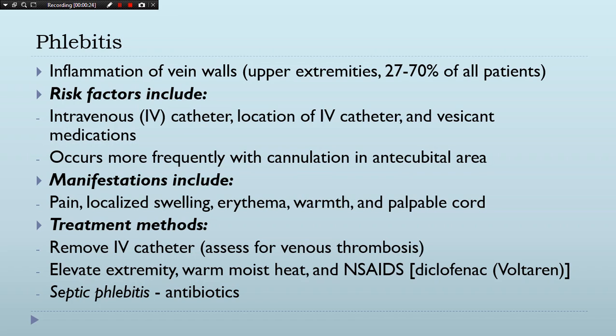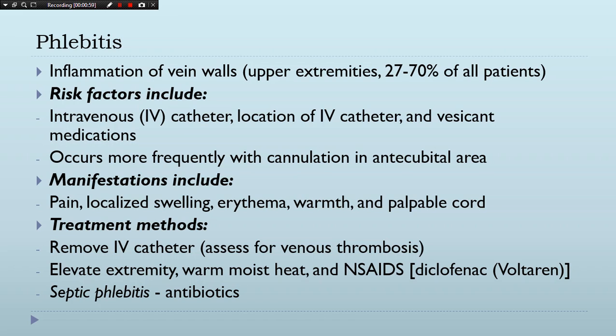Close to 27 to 70% of all patients with IV catheters are at risk for developing phlebitis. Risk factors include a peripheral IV catheter, the location and size of an IV catheter, and any medications that can irritate the vessel wall. It's going to occur more frequently with cannulation in the antecubital area, or the bend of the arm. Manifestations are going to include pain at the site, minimal swelling, erythema, warmth, and a palpable cord.